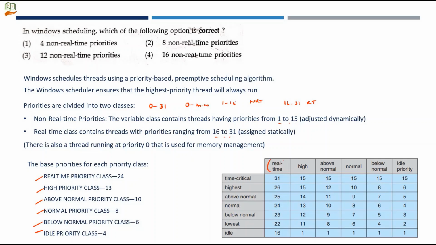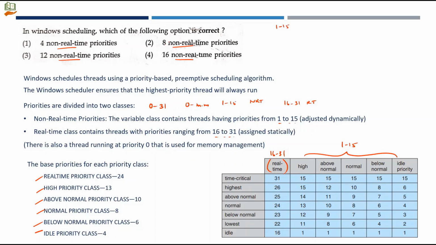This is actually real time because the complete column is having values between 16 to 31. The rest of the table is having values in between 1 to 15. You cannot find 0 or anything above 15 here. The range is completely between 1 to 15. Here they are asking which of the following option is correct. Since all the options have non-real time priorities here, any value between 1 and 15 can be right.